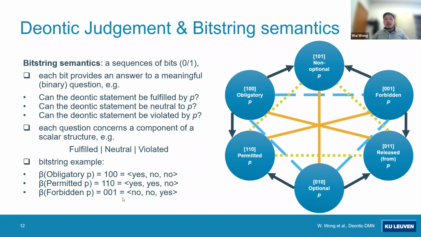And the forbidden is the other one. If, for example, you are forbidden to come to this meeting and you come anyway, then your action of coming to this meeting is definitely a violation of the prohibition. Of course, your action is definitely not fulfilling the prohibition, and it's definitely not neutral to it. And then finally, the other example, the permitted, you can see 110, so yes, yes, no. So for example, you are allowed to join this meeting.